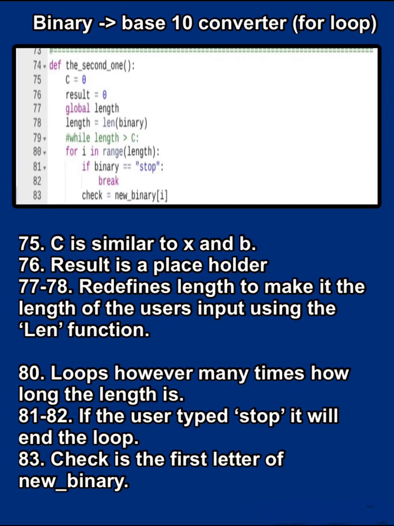And then length is the length of binary, right? And then for i in range(length). So however long length is, that's how many times it'll repeat. But if the user inputted stop, it'll just stop the loop right there. And then it checks each letter. It takes one letter from the binary, so it has one letter from the binary.